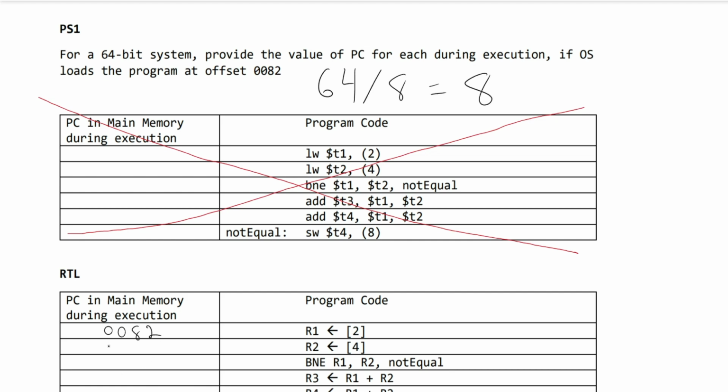0082. And then plus 8 is 0090, 0098, 0106. Then plus 8 is 0114, 0120. And actually, there's one more time after the fetch stage that the program counter increments. So technically, the program counter at the end will be 0128.